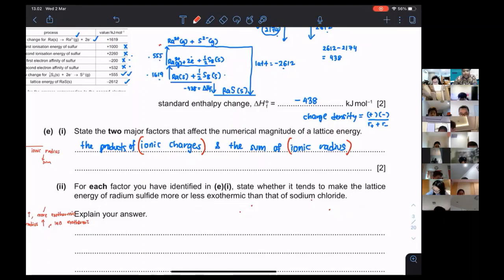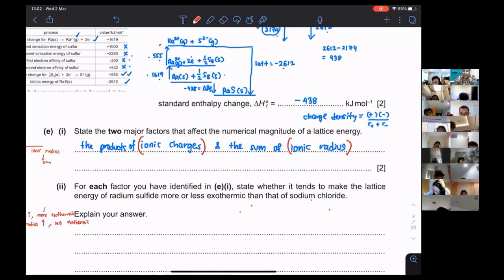Whether it is less exothermic or more exothermic depends on the type of bond. If they form a stronger bond, then they are going to be more exothermic, and more energy is going to be released. This is affected by the charge density. If you have more charge, it means more attraction, which means they will release a lot of energy.